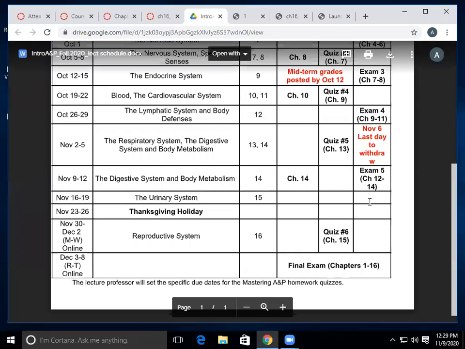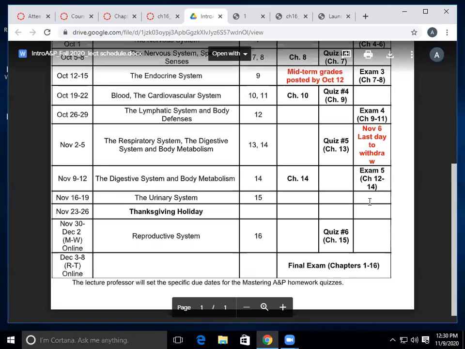Okay, so we are in the week of November 9th through the 12th. We are going to be finishing up digestive system and body metabolism. We have exam 12 this week over chapters 12 through 14. So that's going to be lymphatic system, respiratory system, and digestive system. Okay. All right. And we're actually going to probably start urinary system today.